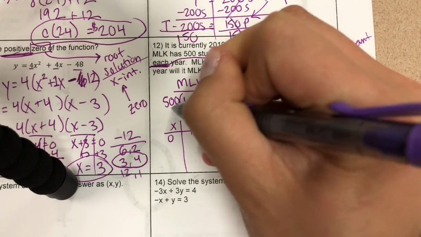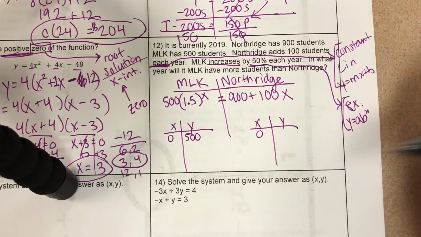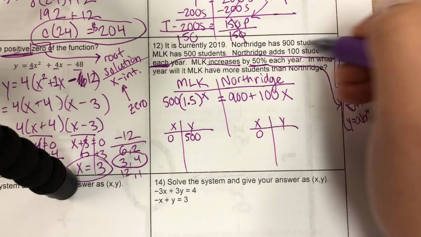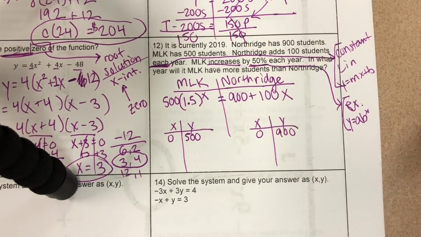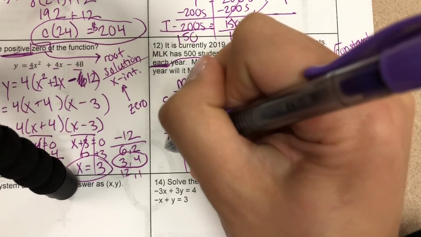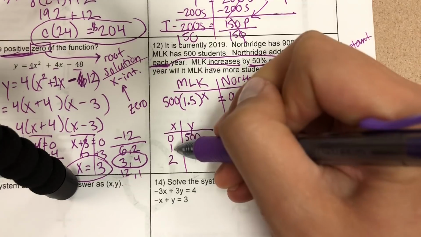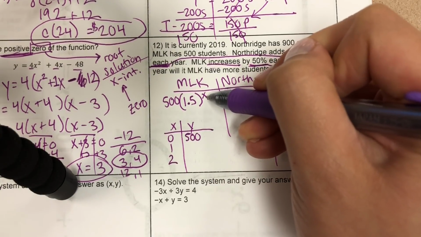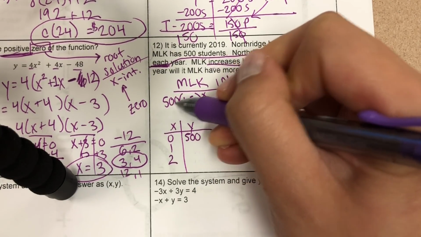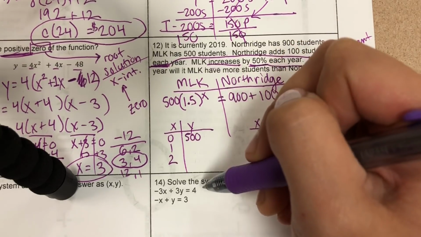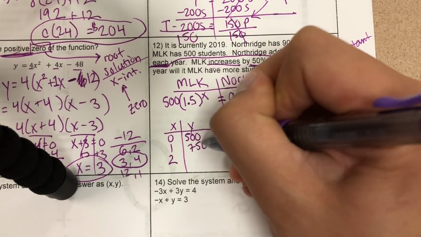At year 0, MLK has 500 students. At year 0, Northridge has 900 students. Now to figure out what the next years are, let's just do small numbers at a time. Year 1. So I'd plug this as my x value here. 500 times 1.5 to the power of 1. Well, that's going to be 750.